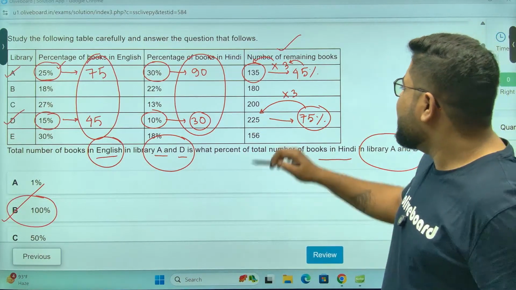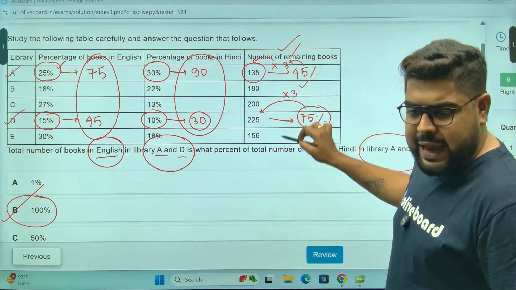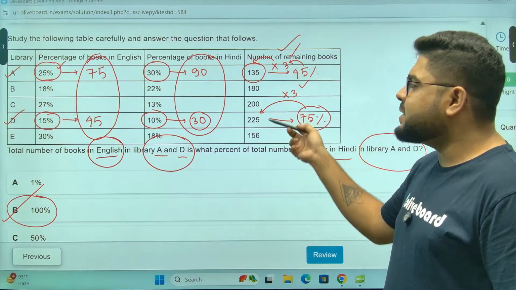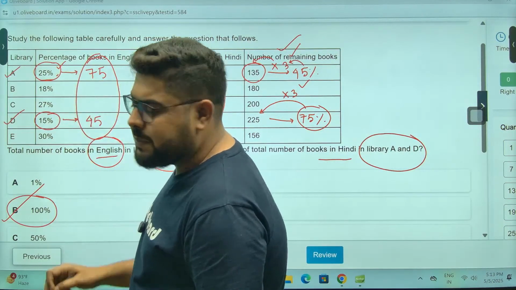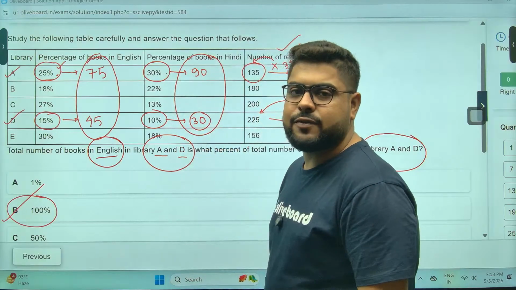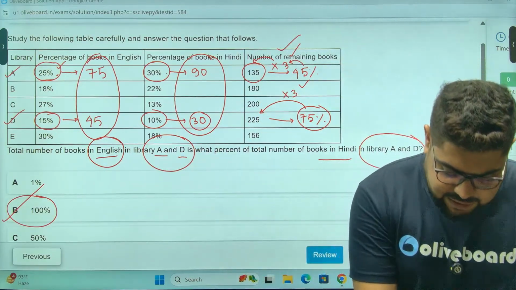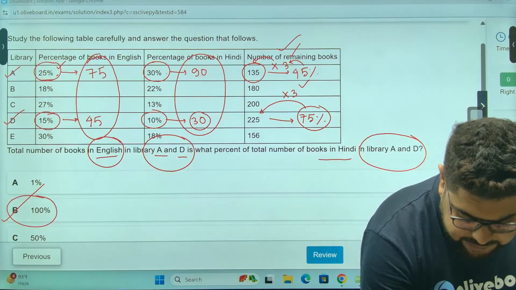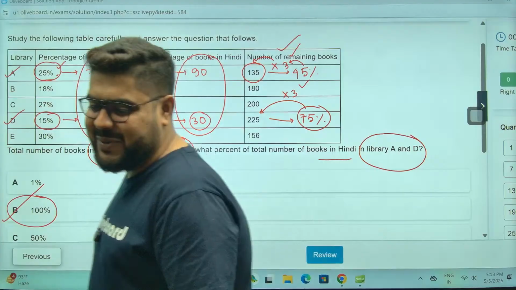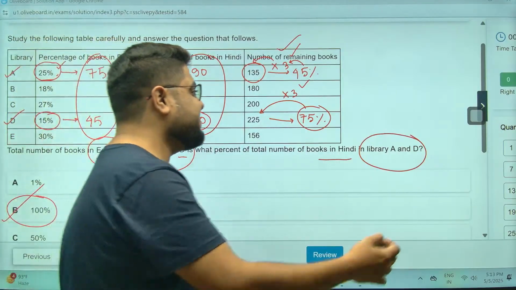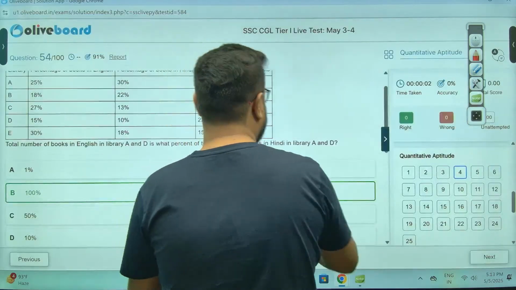Another thing you see, once you get it, both are actually 3. In library A as well as in library D, 1% is equal to 3. Then you don't need this. You can say 25 and 15, 40%, 30 and 10, 40%. 40% is what percentage of 40%? So 100% will be the answer. Good statement. 100% will be 100% the answer. Sir, 100%, option B is the correct answer.